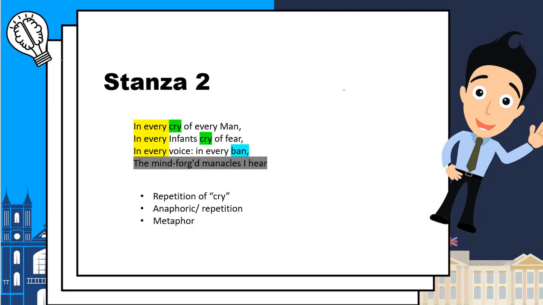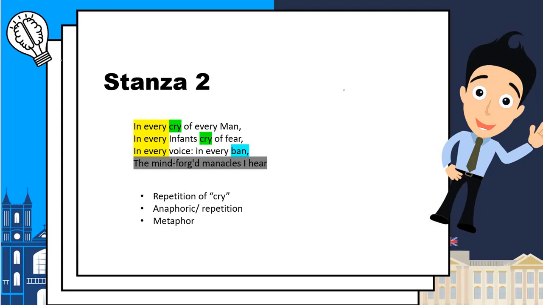In the second stanza, we see some anaphora. If you remember what that is, it's a type of repetition, but it's usually at the start of a line. So in every. Remember what we just said about repetition: to emphasize. So straight away, what is he emphasizing? He's emphasizing how it's affecting all. In every cry of every man, in every infant's cry of fear, in every voice, in every man. Look how many times every is used in this stanza. The stanza is almost just every. So the repetition of cry and the anaphora, the repetition of every, just emphasizes that everyone is suffering. And cry is a sound, so that's the language of sound.